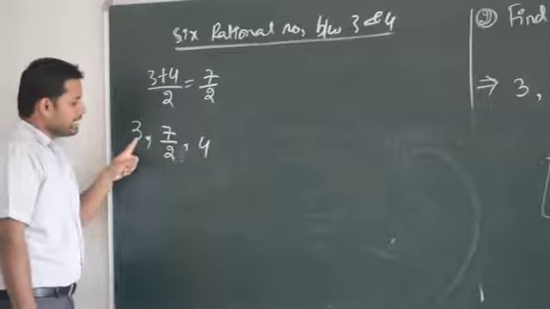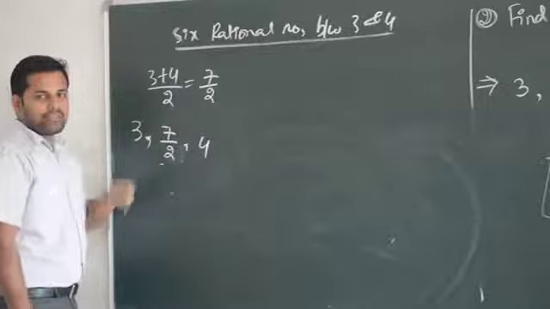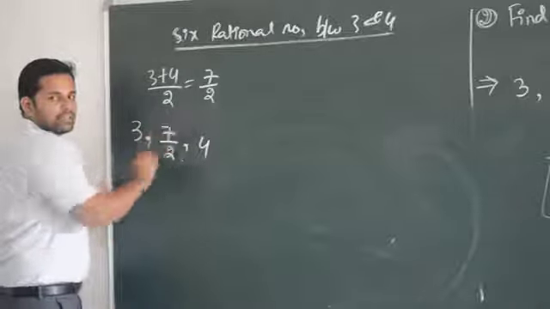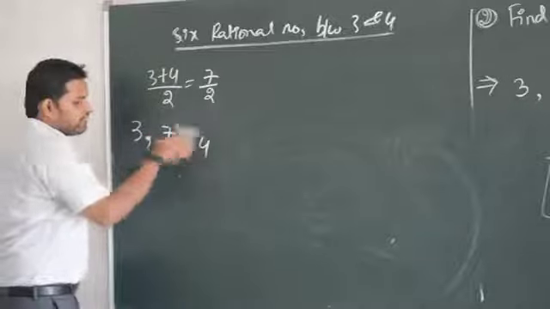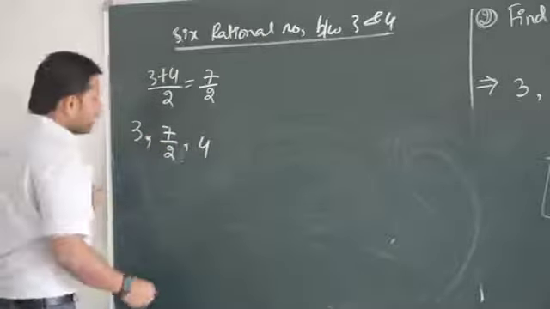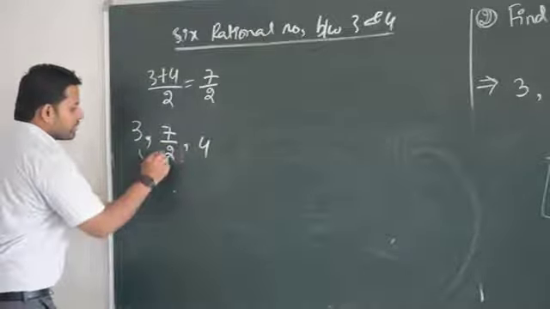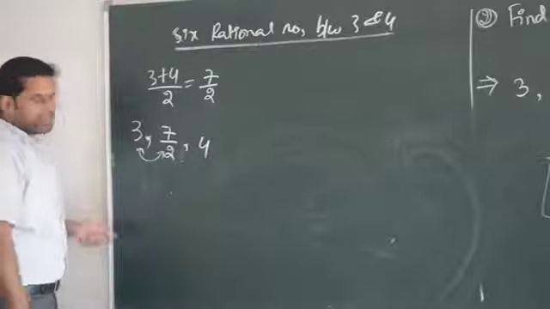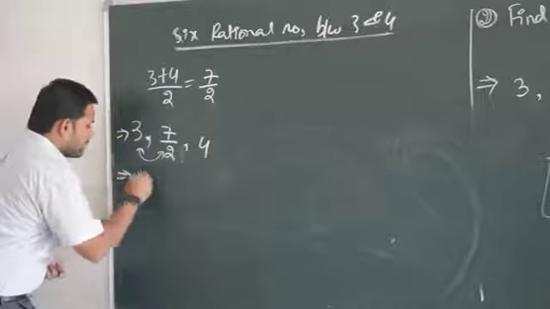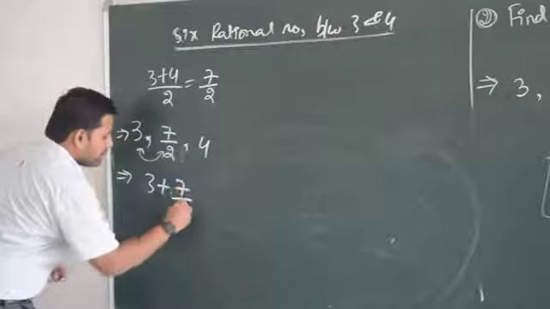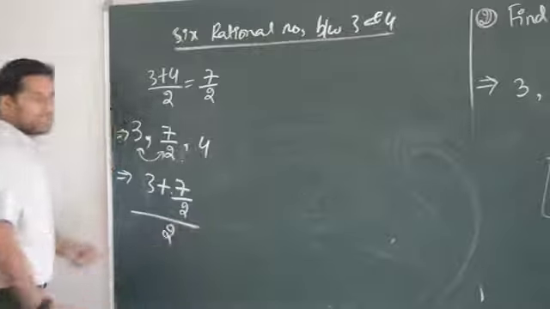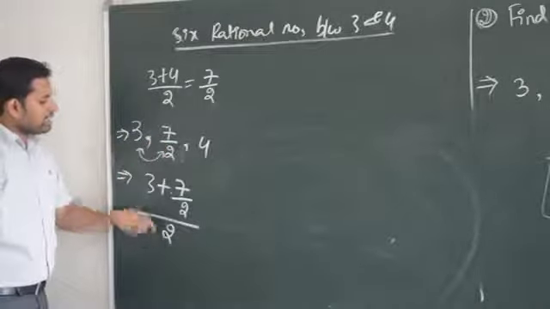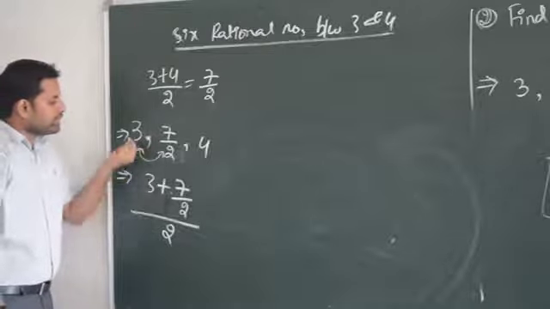For example, 7 by 2 means it is 3.5, no? Of course 3.5. 7 by 2 means 2 1s are, 2 3s are, 1 is a carry, 5. So 3, 3.5, 4. Are you getting my point? Now what am I supposed to do? Between these two numbers, again I have to find another rational number. Just add them and divide by 2. Then it becomes 3 plus 7 by 2, all divided by 2. Are you understanding what I am trying to say? Then you will get one number that falls between 3 and 7 by 2.